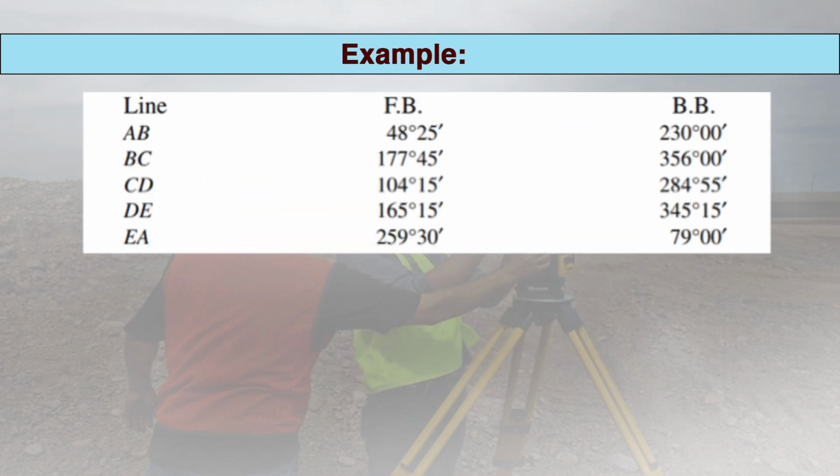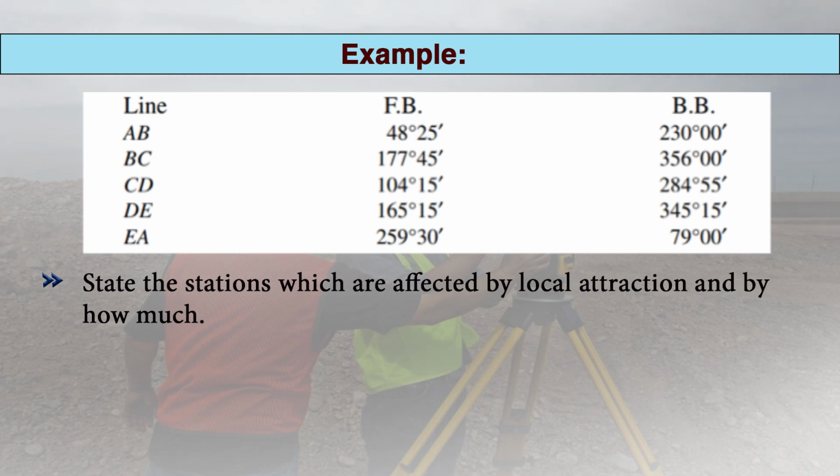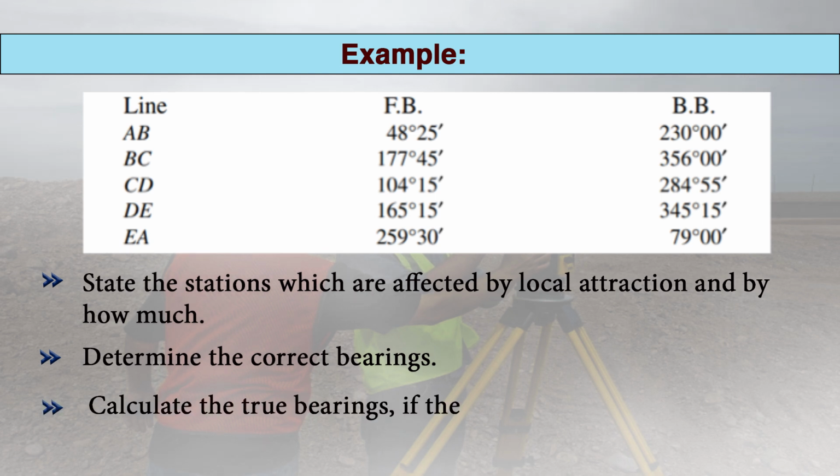Now, we will take another example in which the question has been given as: the following are the bearings taken in a running closed compass traverse while surveying in Jhansi, Allahabad. Lines have been given as line AB, BC, CD, DE and EA, and whose fore bearings and back bearings are as given. We have to state firstly the stations which are affected by local attraction and by how much. Secondly, we have to determine the corrected bearings, and thirdly, we have to calculate the true bearing if the declination was 1 degree 30 minute west.